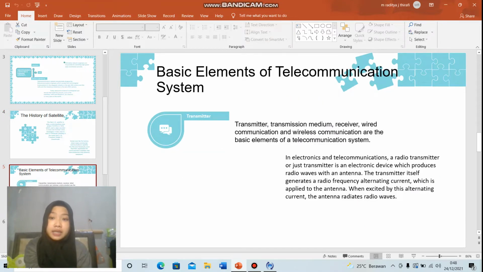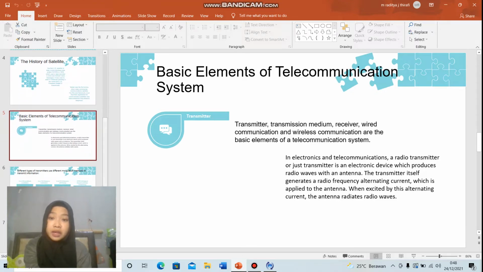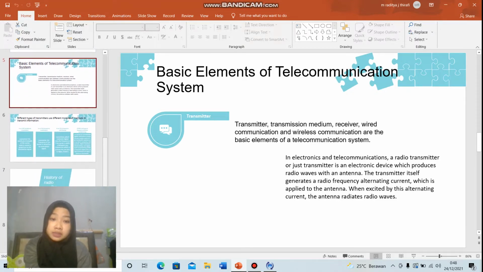Next is basic elements of telecommunication system. Transmitter, transmission medium, receiver, communications are the basic elements of telecommunication system. In electronics and telecommunications, a radio transmitter or just transmitter is an electronic device which produces radio waves with an antenna. The transmitter itself generates a radio frequency alternating current, which is applied to the antenna. When excited by this alternating current, the antenna radiates radio waves.